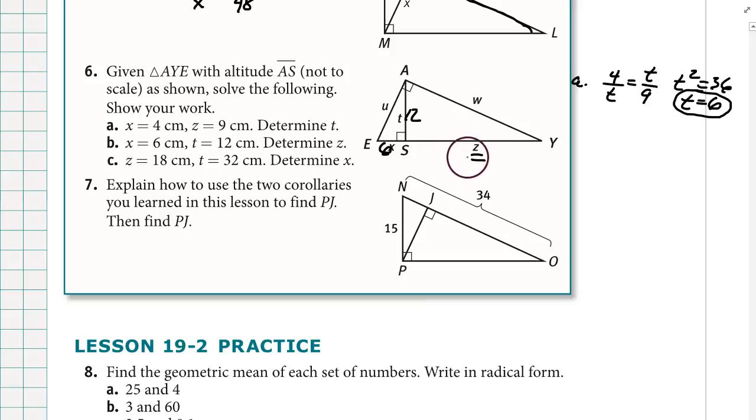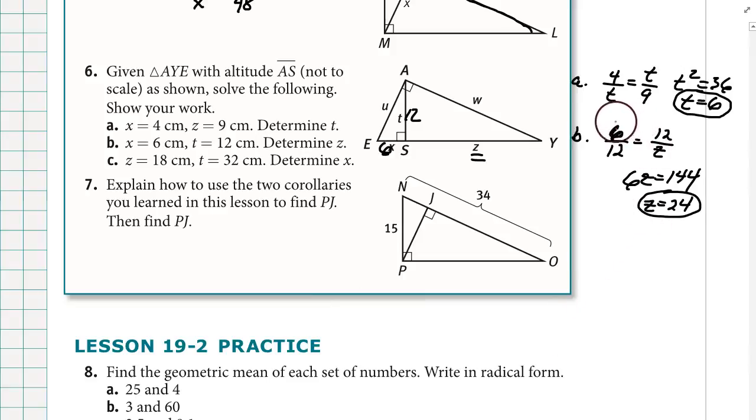Which corollary should we use, the first one or the second one? I hope you chose the first corollary. So I'm going to pause the video for you to write your proportion and solve for Z. Over here on the right is the answer. We have our proportion, and then the solution is Z equals 24.